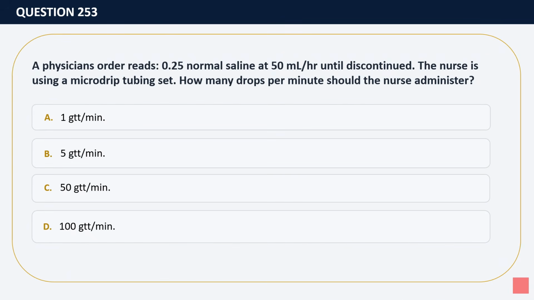Question 253. A physician's order reads, 0.25 normal saline at 50 mL per hour until discontinued. The nurse is using a microdrip tubing set. How many drops per minute should the nurse administer? A. 1 GTT/min. B. 5 GTT/min. C. 50 GTT/min. D. 100 GTT/min.